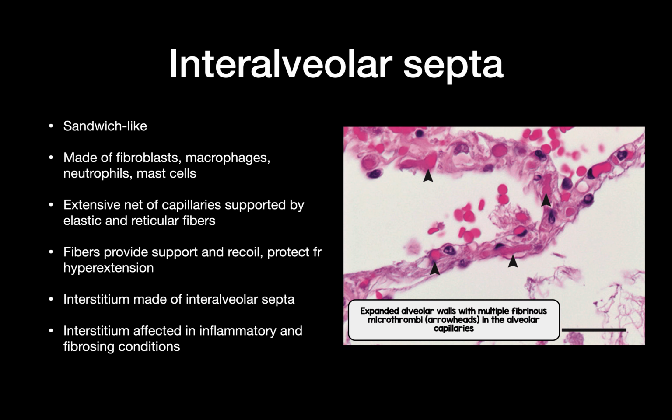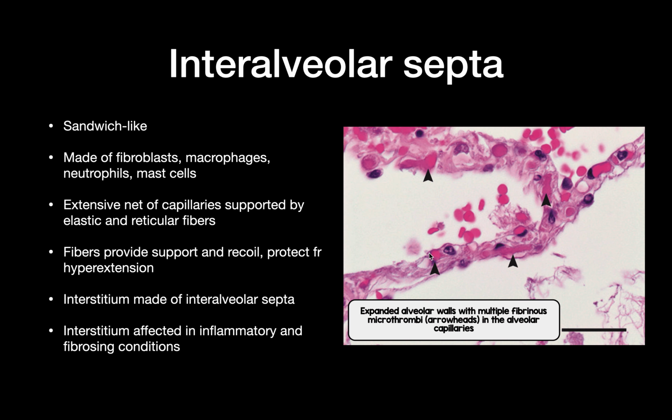So the alveolar septa separate the alveoli from each other, and they're made out of fibroblasts and macrophages and neutrophils and mast cells. And all of that is supported by a net of capillaries and elastic and reticular fibers. And these fibers allow the support and recoil of the alveoli, especially when you breathe. Remember when I said they compress and then they expand in inspiration and expiration.